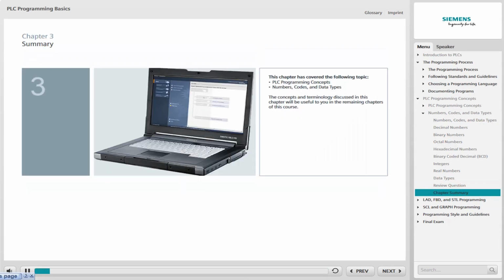This chapter has covered the following topics: PLC programming concepts, and numbers, codes, and data types. The concepts and terminology discussed in this chapter will be useful to you in the remaining chapters of this course.